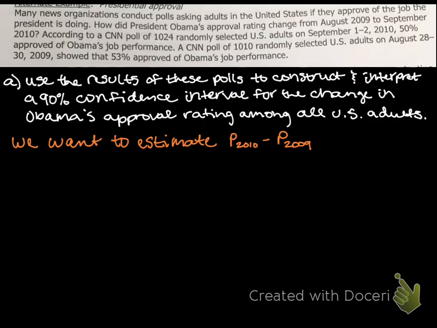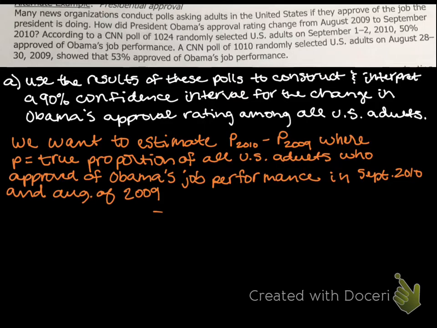All right, so here we go. Where P equals the true proportion of all U.S. adults who approved of Obama's job performance in September 2010 and August of 2009. So we're defining the parameter. And again, we're calling it P of 2010 and P of 2009 because that's what they represent. But I could call them P1 and P2 and just define one is for the year 2010 and one is for the year 2009.